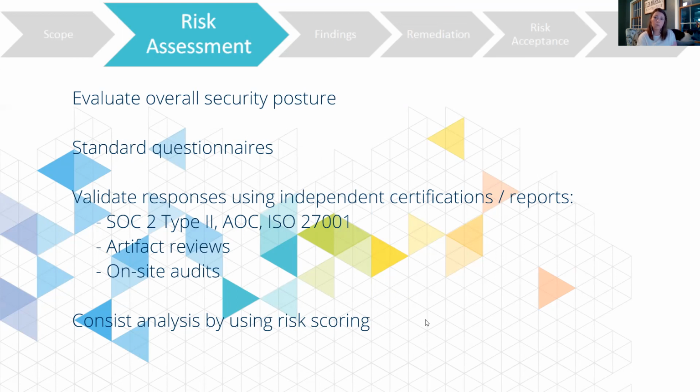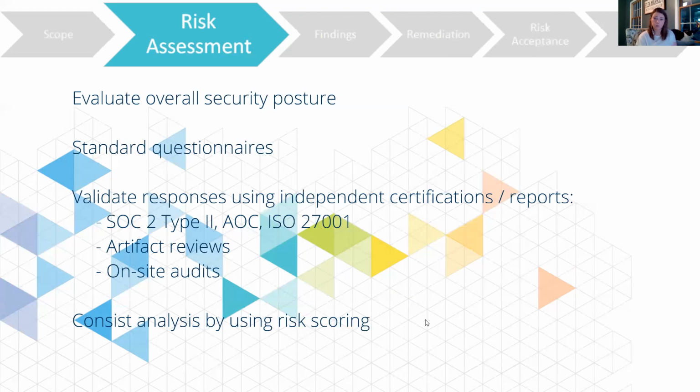You can also use certain artifacts to validate their responses. You can use independent certifications or reports. So ISO 27001, you could get a SOC report, you could get an attestation of compliance. Any independent type of report that's going to say, yep, they have these controls in place. We tested this criteria. We got these results. And so now you have an independent party verifying that they in fact did this. You can also do artifact reviews. So that's entirely up to you.